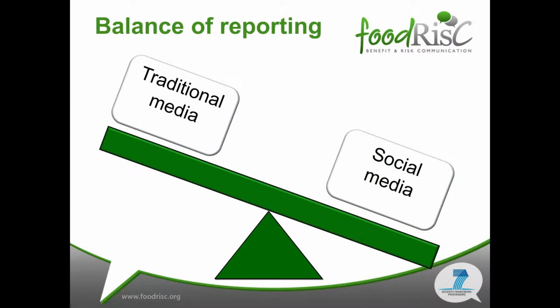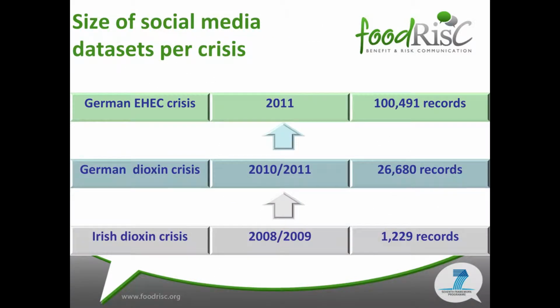So, what did we find? We found a significant difference in the volume of reporting in both traditional and social media, with of course much more reporting occurring in the social media arena. So for example, for the German dioxin crisis, we had over 6,700 reports in traditional media compared to over 26,000 in social media. And if we look a little bit more closely at the social media data set across the 3 crises, we can see that this ranged from over 1,000 records for the Irish dioxin crisis to over 26,000 for the German dioxin crisis and to over 100,000 for the German EUFIC crisis.